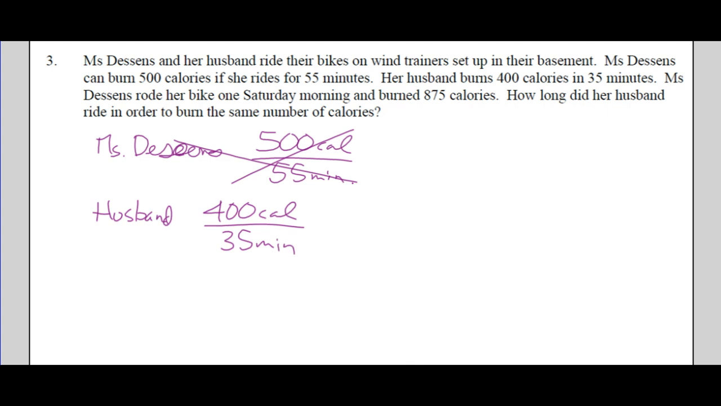11.42, 8, 7, right? We're going to need that number. We're just going to keep it in the calculator, and I'll show you a different way to do this in a second. So that is calories per minute. So what do we do with the 875 in this number?